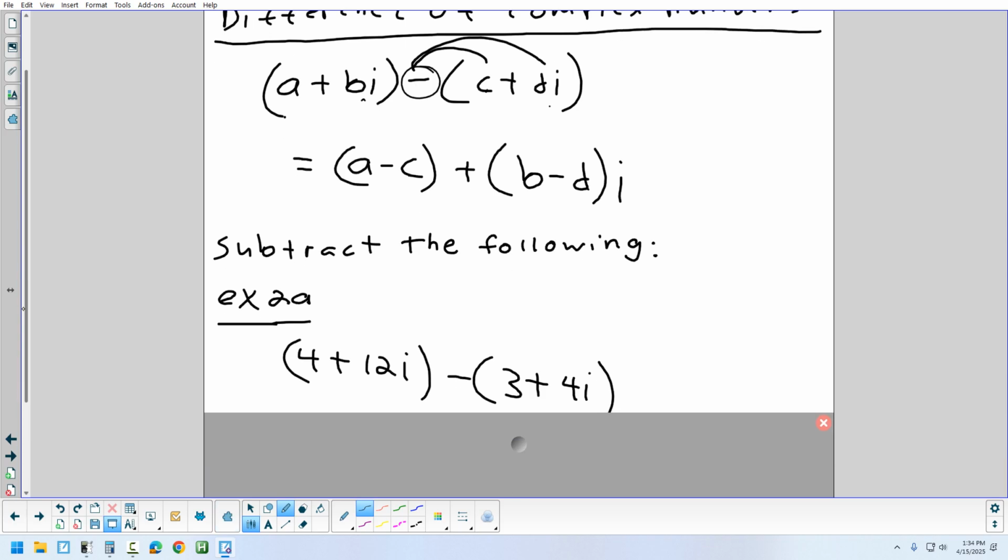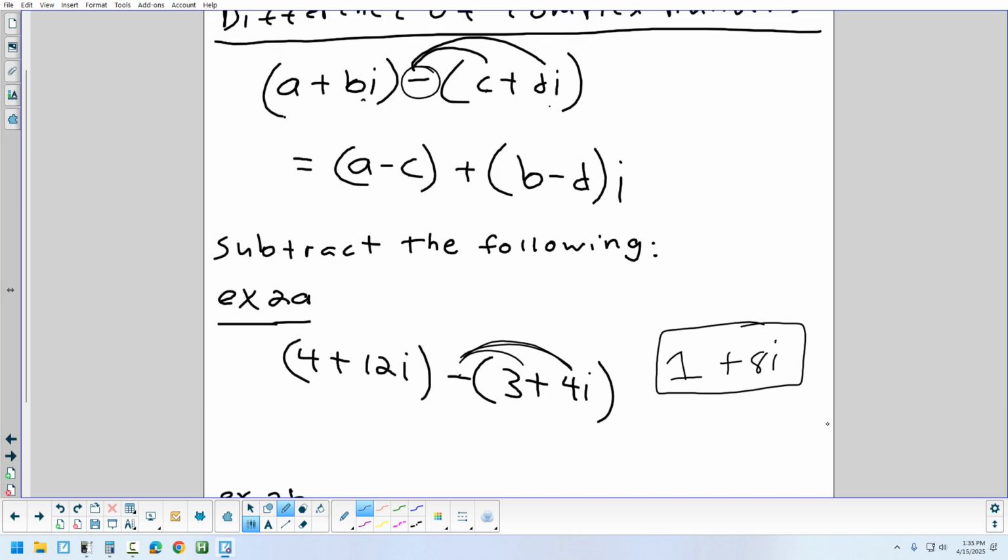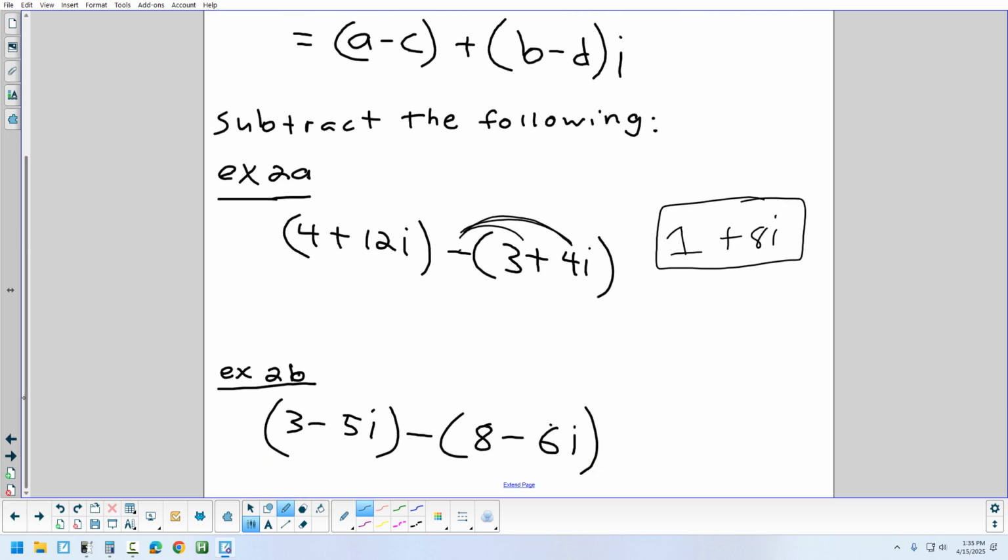All right, so let's try this one. 4 plus 12i minus 3 plus 4i. So think of that negative as being distributed. So 4 and 3, and you're going to subtract 4 and 3. So that's 1. Plus 8i. 12i minus 4i is 8i. Any question on that one?